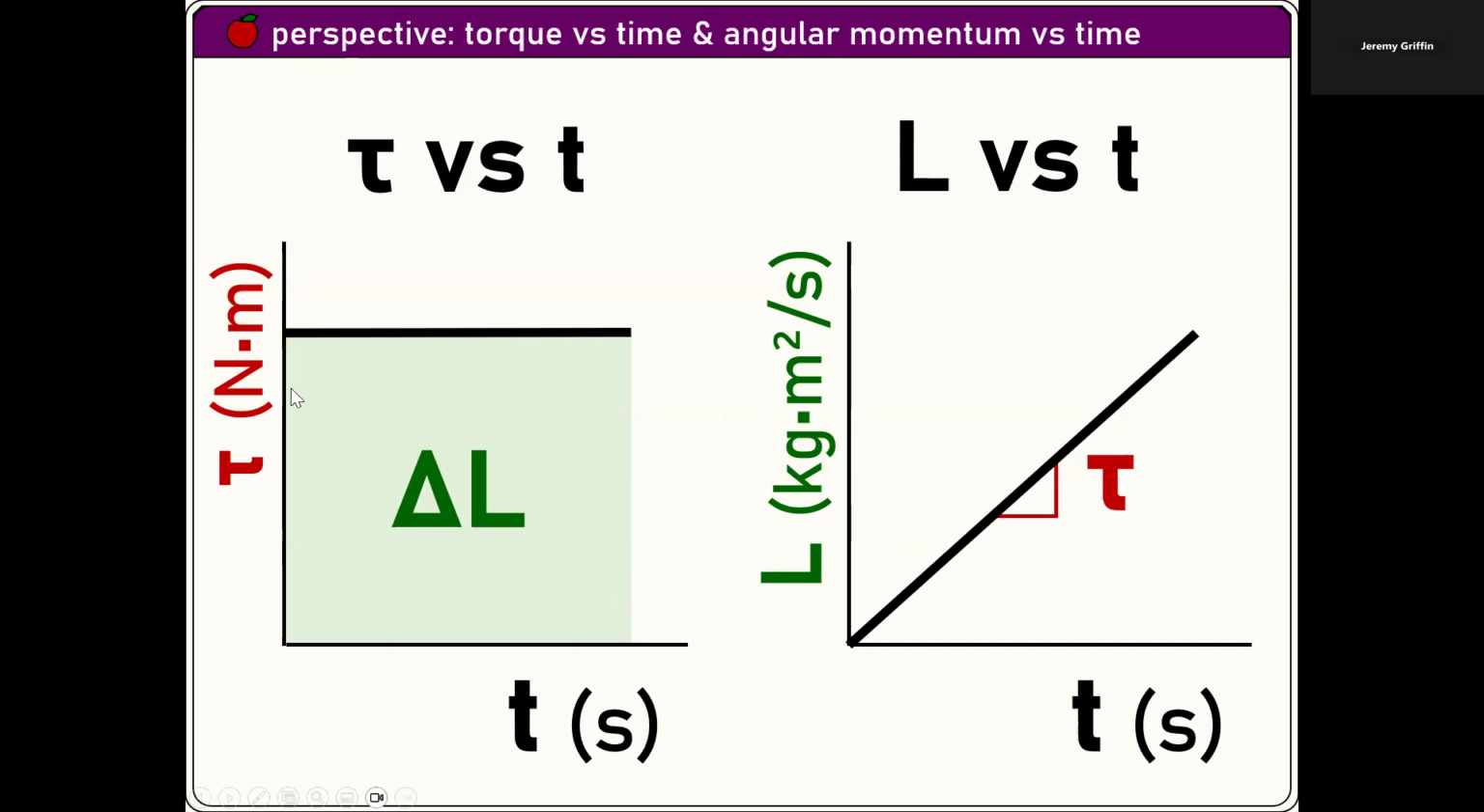Do you guys see a constant torque on the left side? Do you guys see a constant slope of L versus t on the right side? Because they're the same thing. Constant slope of this graph, constant coordinate of this graph. It's the same thing.